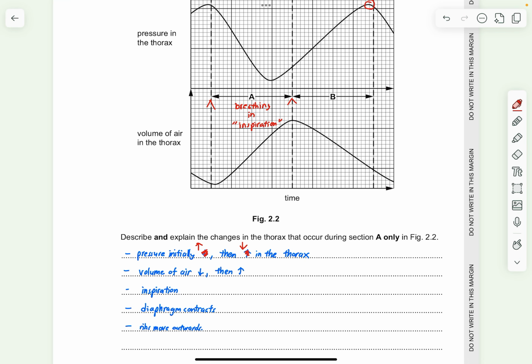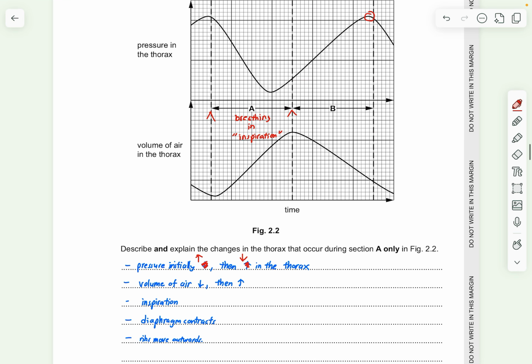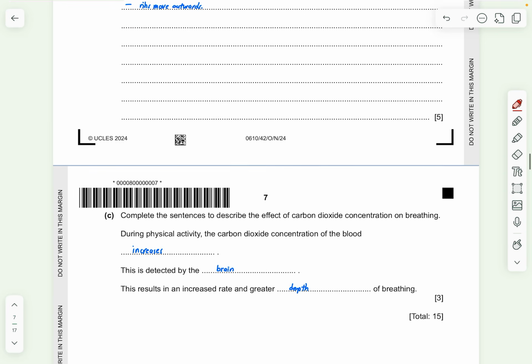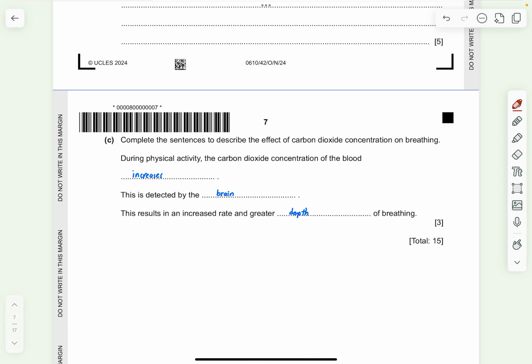Okay, so this is a little bit of a mistake. Pressure is initially higher, but then it decreases in the thorax, because you just have to describe what you've seen from the graph. This is a small mistake from my side, I apologize. Okay, for part C, another type of fill in the blank question that you have to expect in the coming exam series.